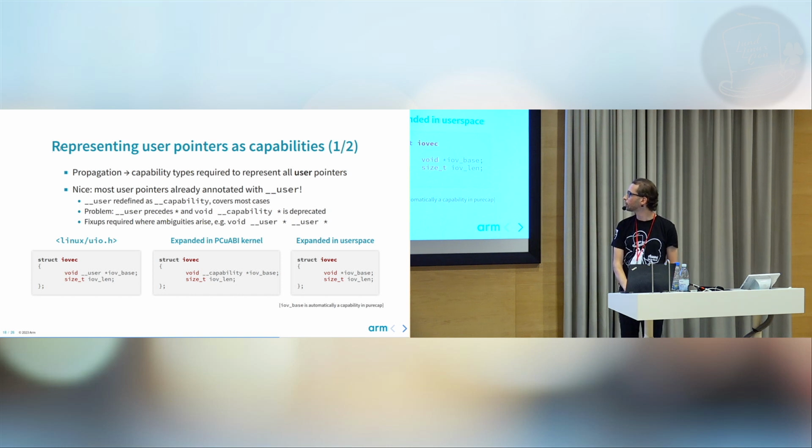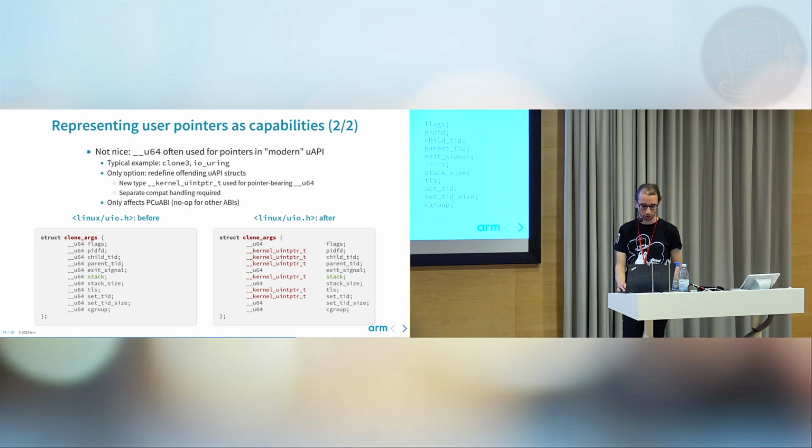And just in terms of how it looks in terms of UAPI, on the left, there's just struct iovec in the UAPI header. So it has this __user annotation. In our kernel, it's going to expand to capability, so the iov_base becomes a capability. In user space, nothing changes because the __user annotation still expands to nothing. But in the pure cap ABI, this is already a pointer. So, sorry, this is already a capability, so that matches the kernel. And just to mention, the __user annotation is still usable by sparse. We're not removing that.